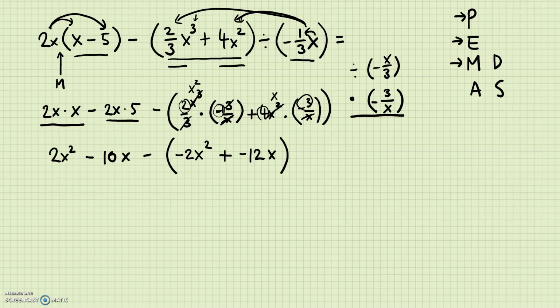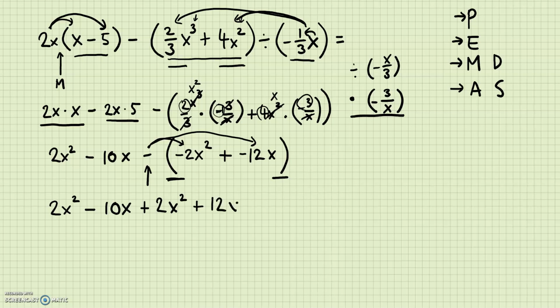Okay, now we need to do addition and subtraction. Before we do addition and subtraction though, we have a parentheses here, and we have a negative sign in front of the parentheses. So to get rid of the parentheses, we'll need to distribute the negative sign to each of the terms inside. Okay, so we have 2x squared minus 10x. So negative 2x squared is going to be plus 2x squared. Negative 12x is going to be plus 12x.